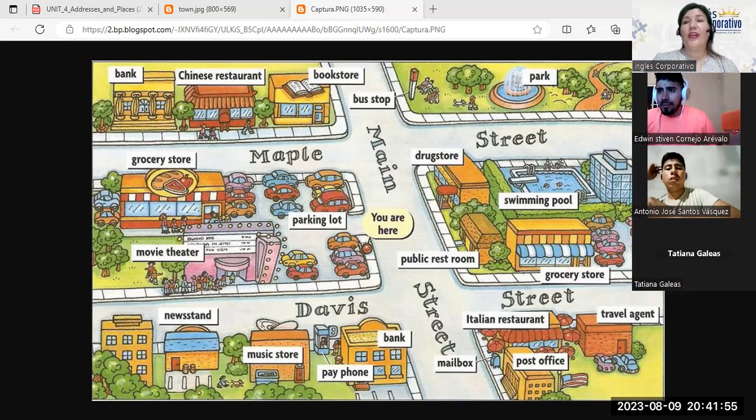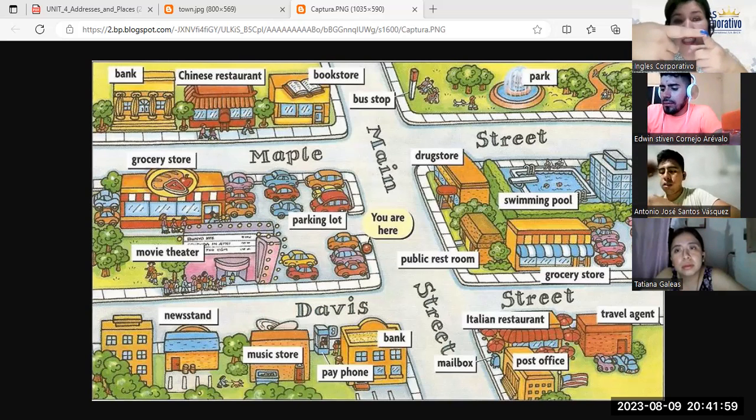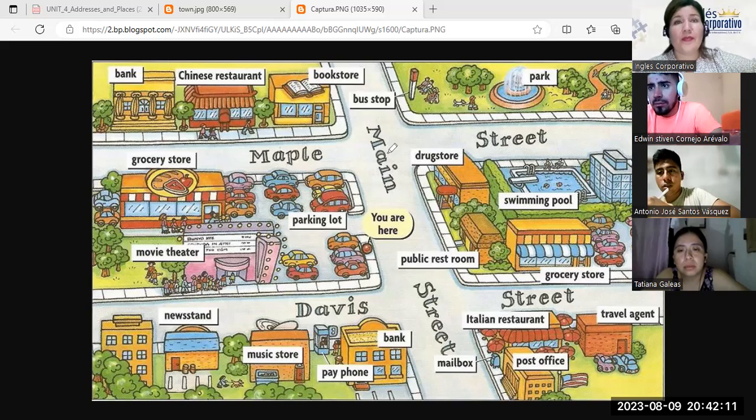On the corner. ¿Qué significa on the corner? En la esquina, right? On the corner. ¿Qué hay on the corner? Dígame un edificio que esté on the corner. Que esté en una esquina.